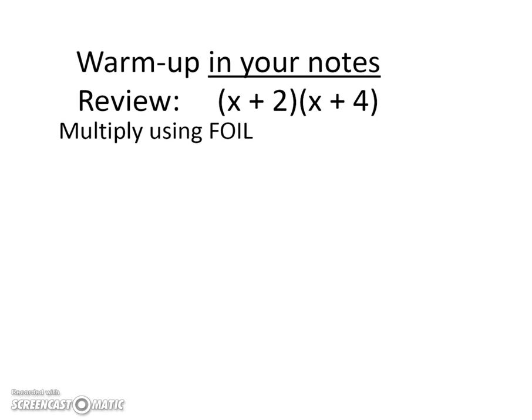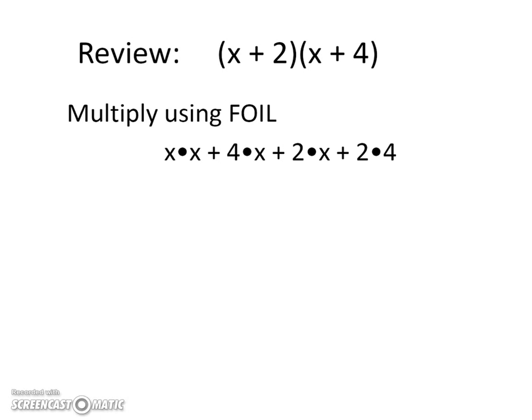Let's start with multiplying two binomials together. Here we have x plus 2 times x plus 4. Once we do our FOIL, we're going to have x times x, 4 times x, 2 times x, and 2 times 4. First, outside, inside, last. That will leave us with x squared plus 4x plus 2x plus 8. We can combine the 4x and the 2x. That will leave us with x squared plus 6x plus 8.